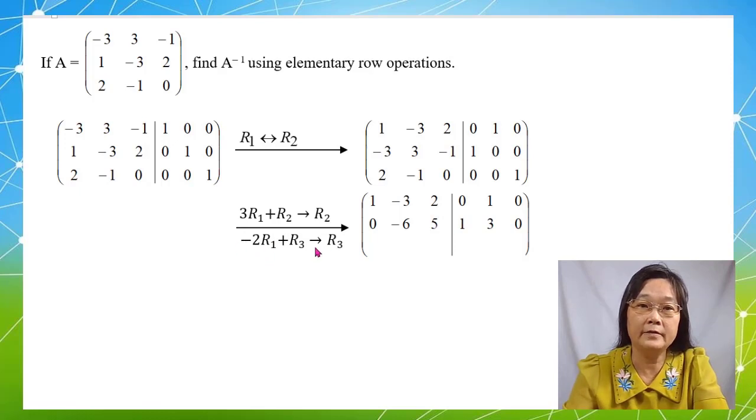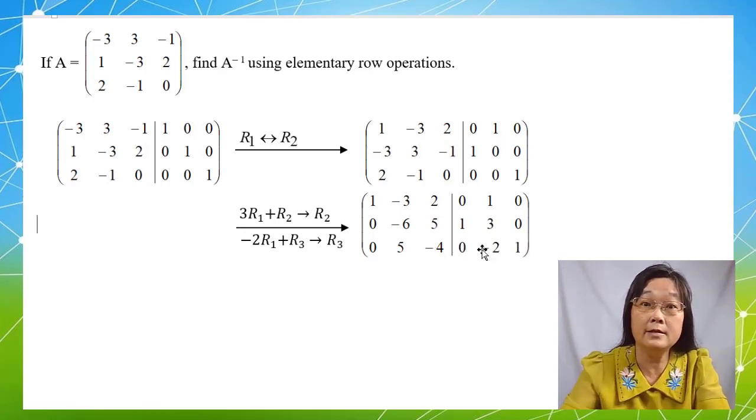Once I have determined the suitable operation, now all the elements in the row 3 will be changed by using this operation. So now let's look at the first number 1 will multiply negative 2. Negative 2 plus 2 is equal to 0. Then negative 3 multiplied with negative 2 is positive 6. Positive 6 plus negative 1, we will get 5. Then 2 multiplied with negative 2 is negative 4. Plus 0, it is negative 4.